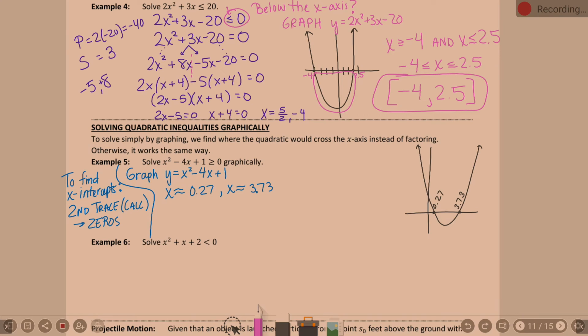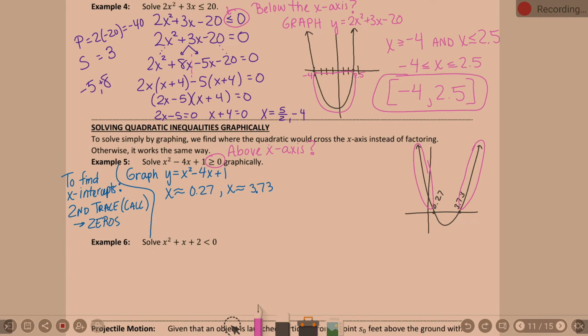Because we never talked about it, but what were we being asked for? Greater than or equal to 0. So thus you're asking yourself, where is it above the x-axis? Those are my aboves, yes? And they are on the outside. It's to the left of 0.27 and to the right of the 3.73.